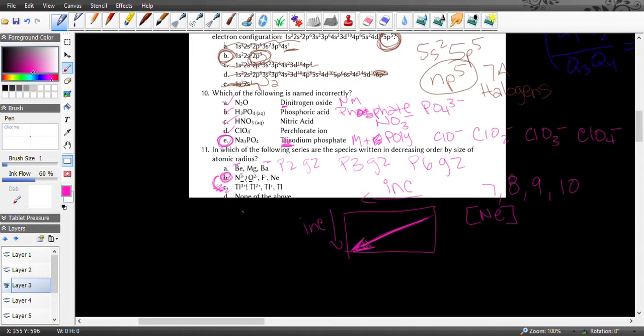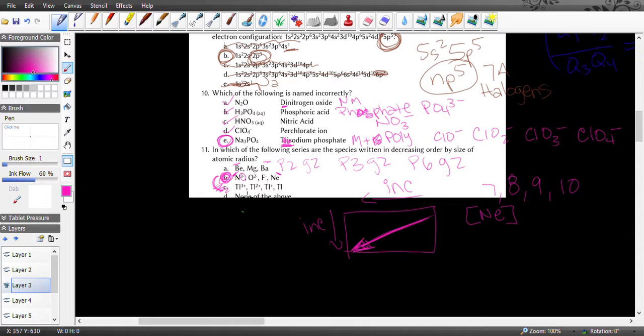We're going to pay attention to the fact that it's gaining electrons. If it gains electrons, it gets bigger. So, really big, kind of big, still kind of big, and then small. Right? And that's decreasing order. This would be your largest, and this would be your smallest. So the answer is B.